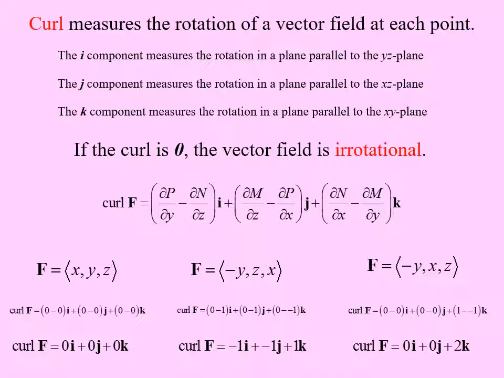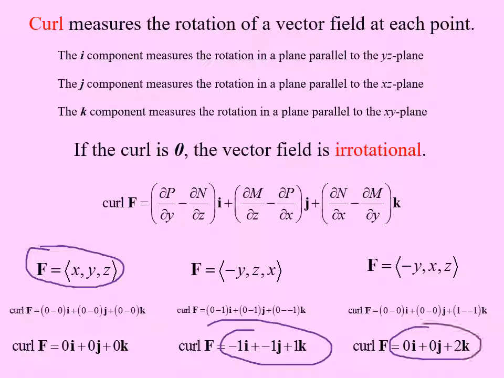Again, the numbers in themselves aren't of that use, except for maybe the first one. Notice this is an irrotational vector field. There's no rotation in this vector field. This vector field, however, has rotation in every direction. This vector field has rotation in only one direction.